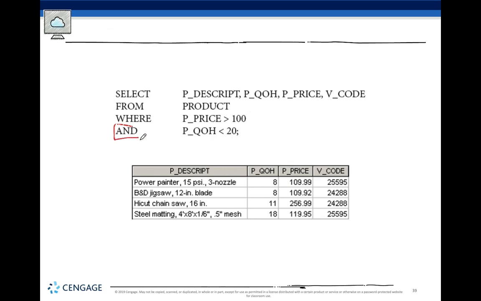Here's an AND operator, right? Where the price is greater than 100 and the quantity on hand is less than 20. Right? So here we get back those products where both these conditions are met. The price is greater than 100 and the quantity on hand is less than 20. Okay.